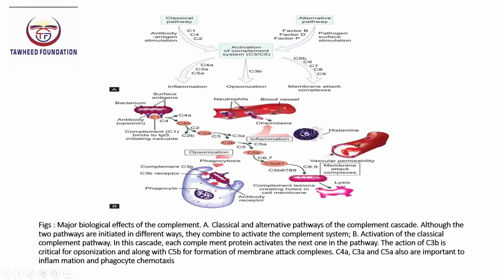Next is major biological effects of the complement system. The complement system is a crucial part of the innate immune system that rapidly responds to infection. Its activation results in several biological effects that work together to clear pathogens and modulate immune responses. These effects include pathogen lysis, opsonization, inflammation, and immune cell recruitment.